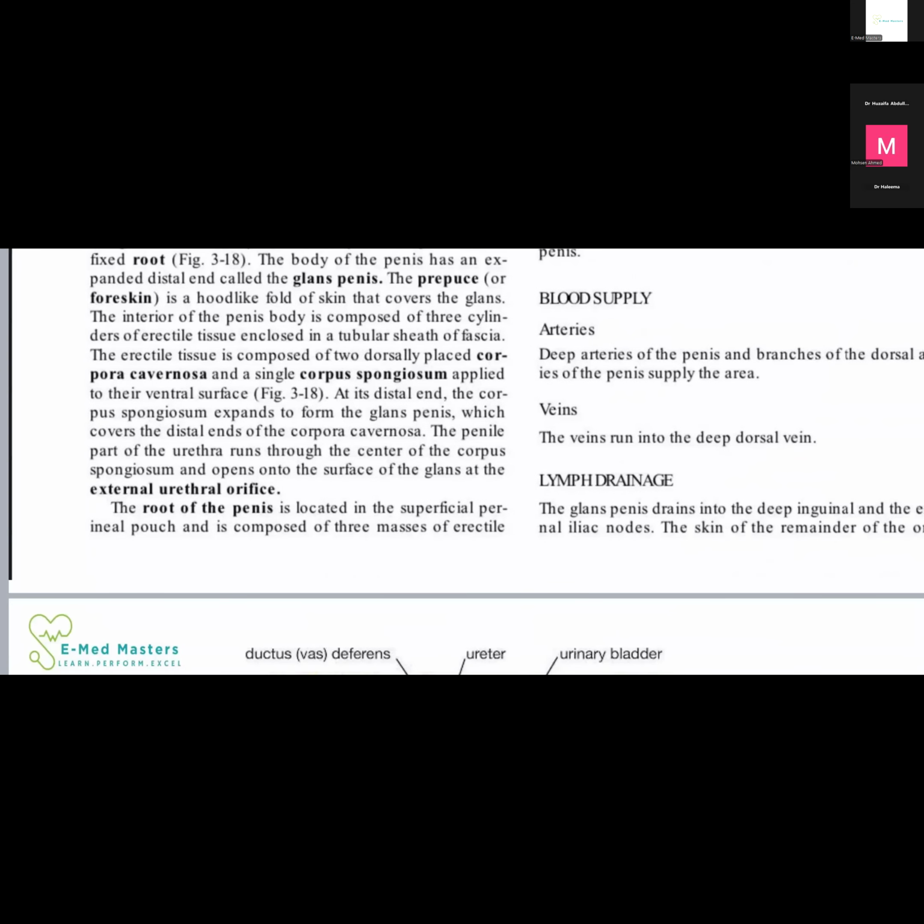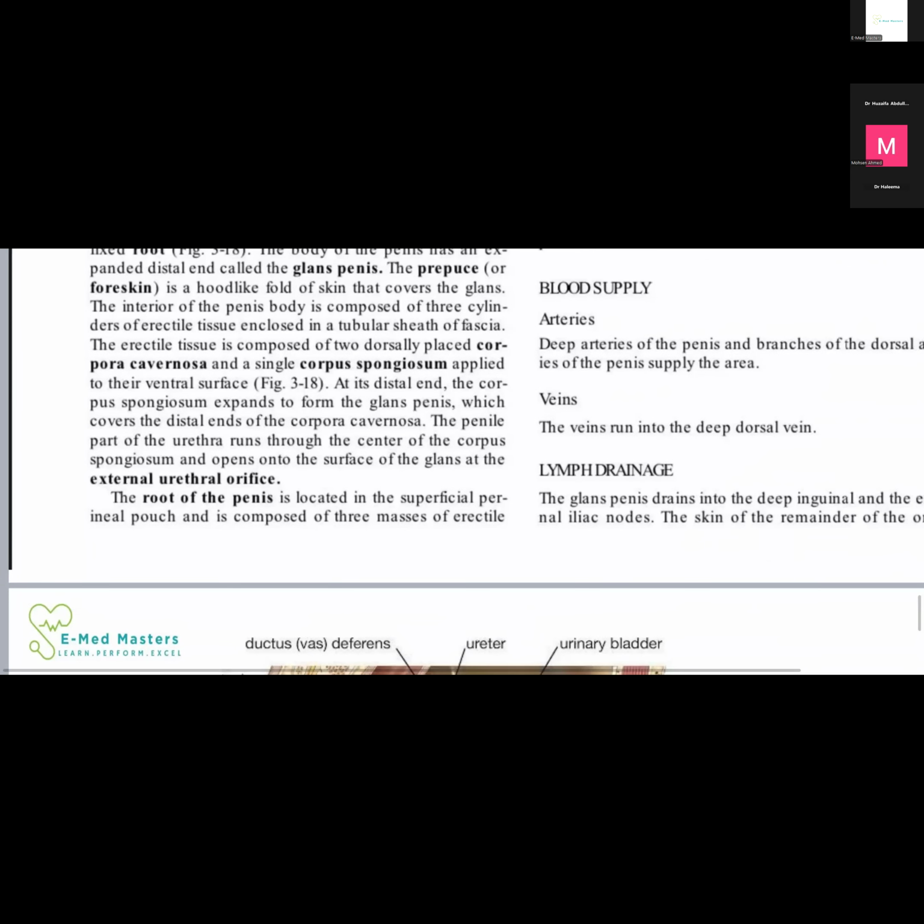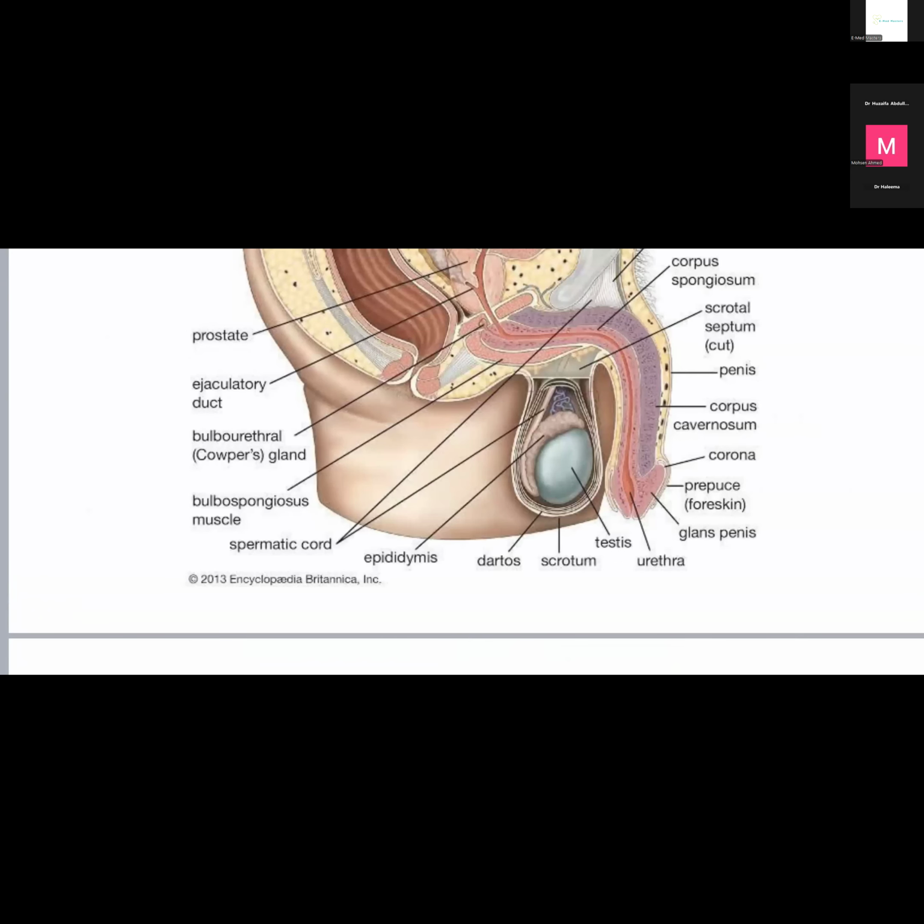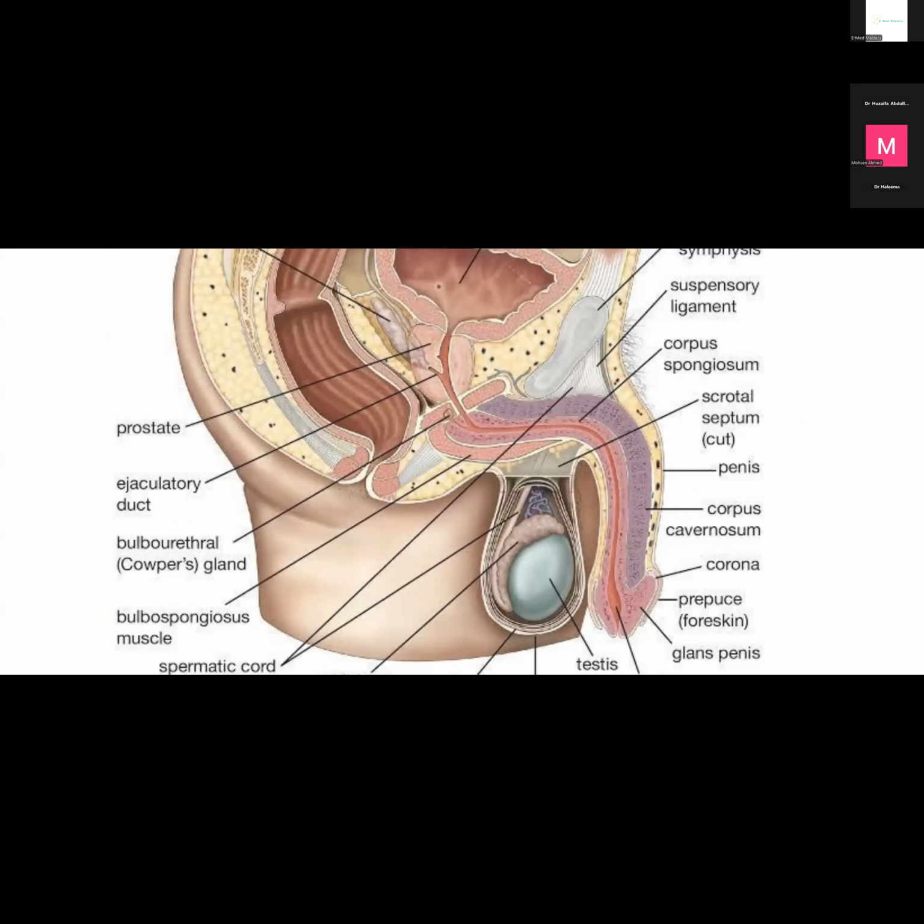The interior of the penile body is composed of three cylinders of erectile tissue that are enclosed in a tubular sheath of fascia. These are composed of two dorsally placed corpus cavernosum and a single corpus spongiosum on the ventral surface. See in the picture, this is corpus cavernosum and this is corpus spongiosum. Laterally, this is corpus cavernosum, and in the middle or ventral surface, corpus spongiosum. And the penile urethra is passing through the corpus spongiosum.